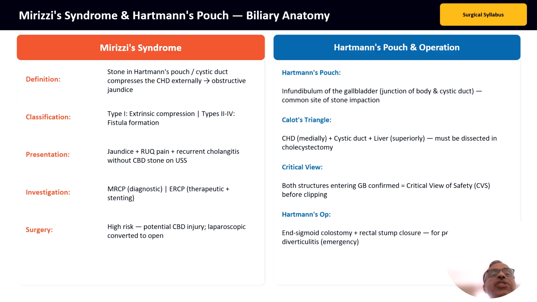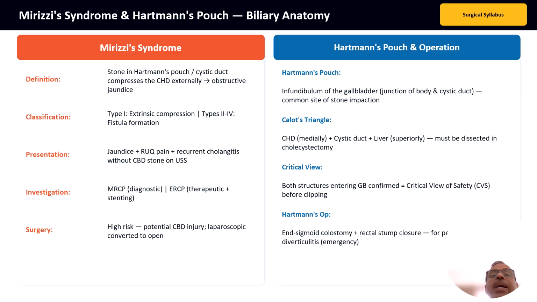Investigation to be done is generally an MRCP, magnetic resonance cholangiopancreatography, which is a diagnostic investigation for Mirizzi syndrome, and ERCP would be a therapeutic procedure to be done along with stenting. Surgery is high risk because of potential CBD injury, and sometimes you may have to convert from laparoscopic to open surgery. We have already seen what Hartmann's pouch is. It's an infundibulum of the gallbladder, basically a junction of the gallbladder and the cystic duct, which is one of the commonest sites of stone impaction leading to Mirizzi syndrome.